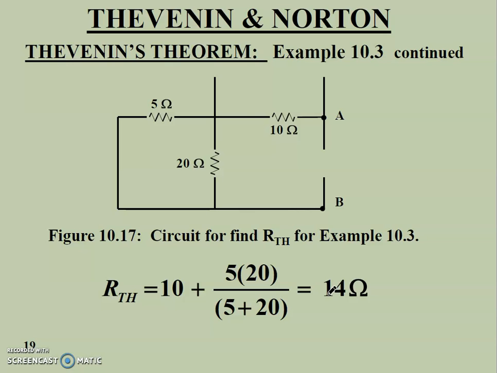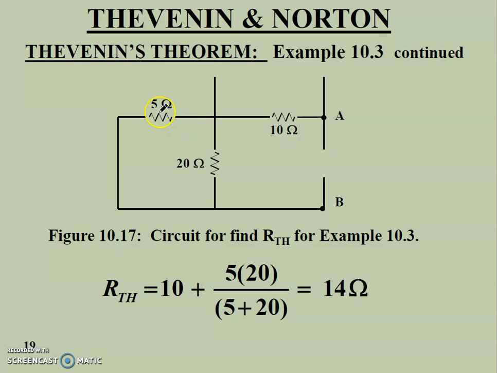If you want to measure the RTH value, you have to replace all the sources by their internal resistance. An ideal current source would be open circuited, meaning infinite resistance, and an ideal voltage source would be short circuited. Whatever resistance is measured by an ohm meter will be the final RTH value, or open circuit resistance.